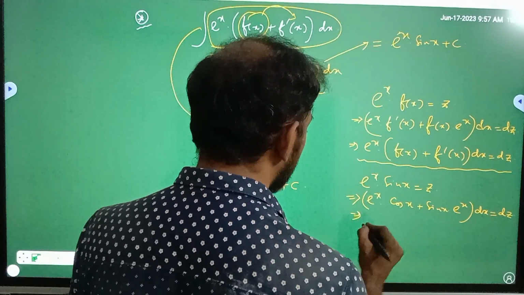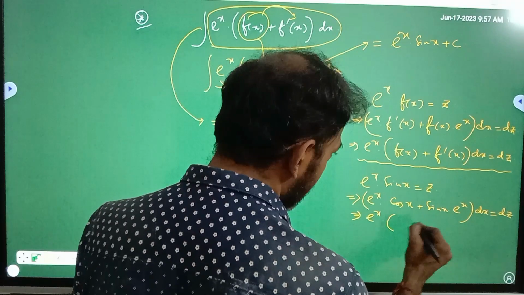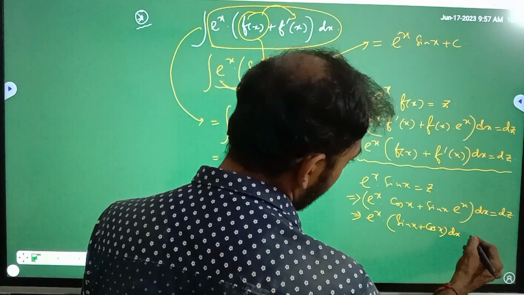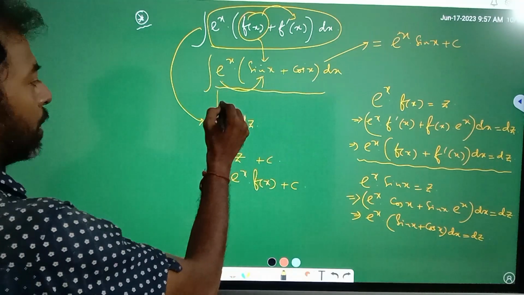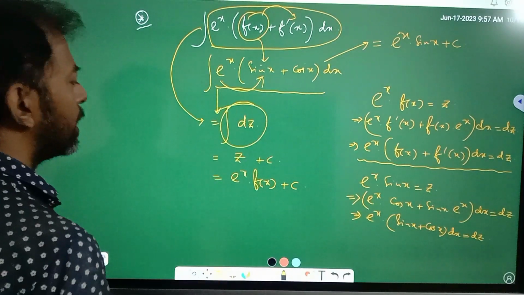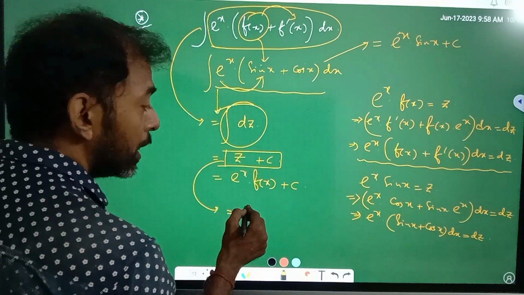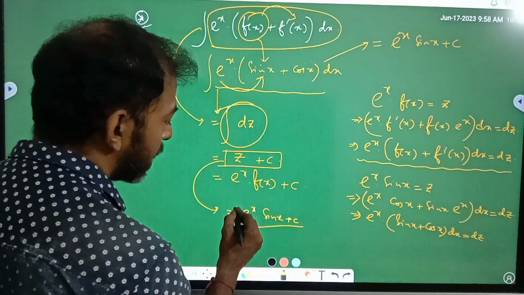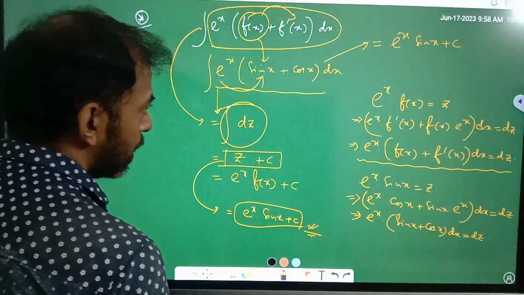And you can watch that there will be e power x outside, and the inner part will be sin x plus cos x, and that was the given integral actually. So you may write this one as the same thing, e power x into sin x plus cos x dx. You may write it as integration of dz, and that will be z plus c, and the value of z here is e power x into sin x plus c. So that's our basic procedure of the method of substitution.